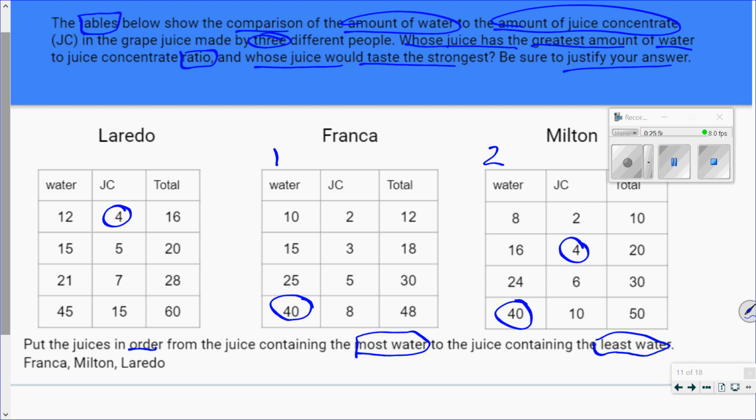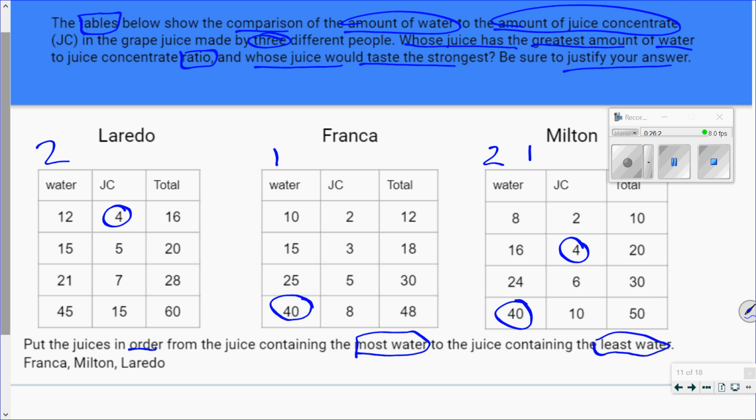No, juice to juice. Well, okay. This time we're looking at juices the same, but now we're comparing the water. We're comparing the other way, so our scale is different. You were absolutely right, Dylan. Milton has more water than Laredo. So Milton beat Laredo. Do we need to go any further? Do we have to have a comparison between Franca and Laredo? Why? Because then you won't know who's first or who's second.